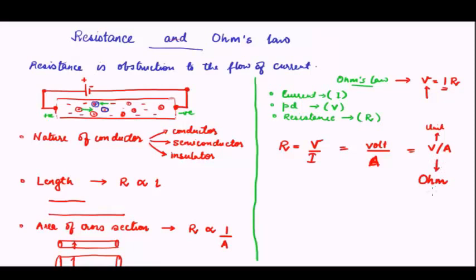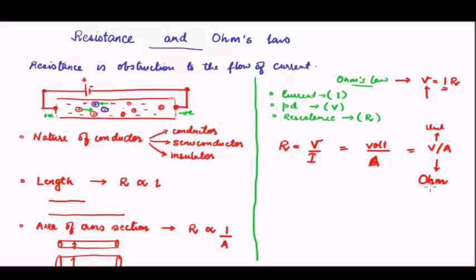So what is ohm? The resistance of a conductor can be said to be 1 ohm if the current flowing through a wire is 1 ampere given a potential difference of 1 volt applied across it. In other words, when 1 volt potential difference results in a current flow of 1 ampere, then the resistance of the wire is said to be 1 ohm.